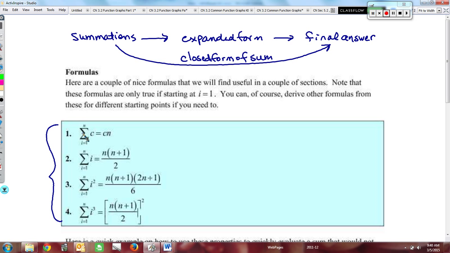If I am going to sum a constant n times, because n minus 1 plus 1 would be n times, how many times did I add the constant? n times the constant, times n. That should make sense to us.